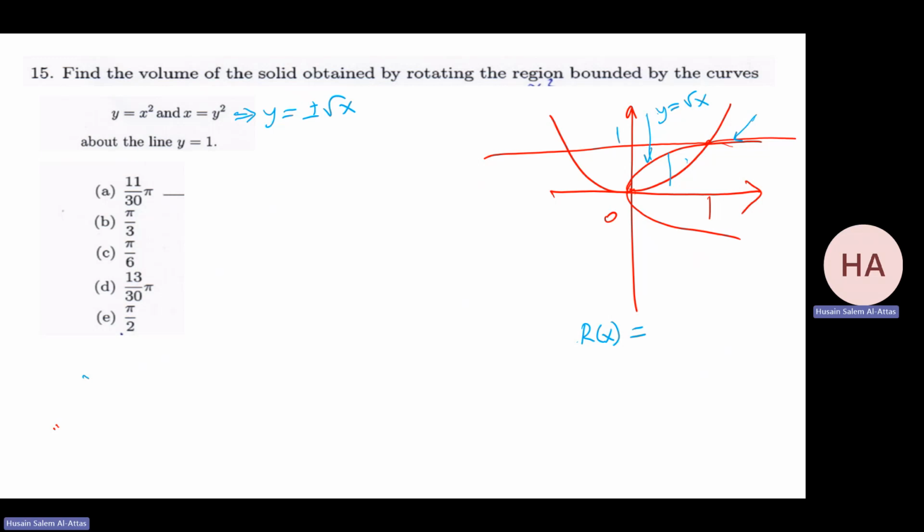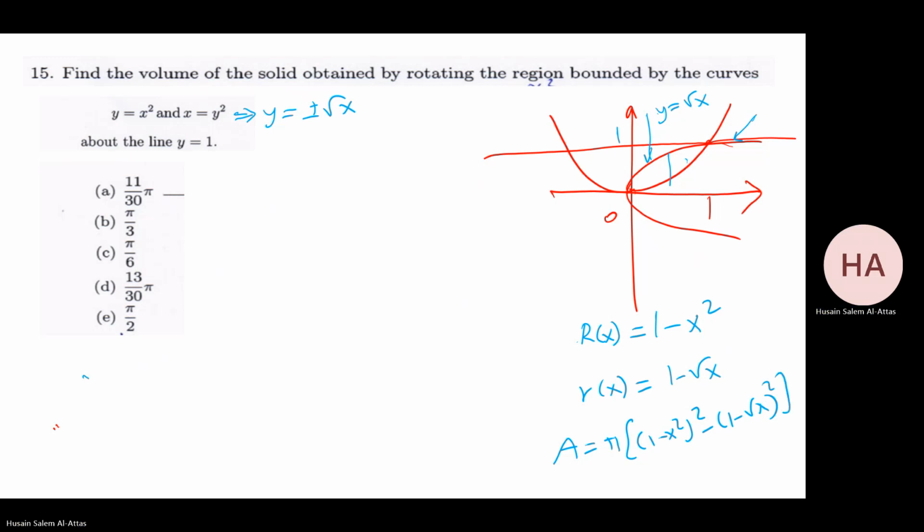Okay, so R of x will be what? The upper one, the bigger one, 1 minus x squared. The inner radius will be 1 minus square root of x. And the area will be pi times (1 minus x squared) squared minus (1 minus square root of x) squared. The volume will be pi times the integral from 0 to 1 of this.